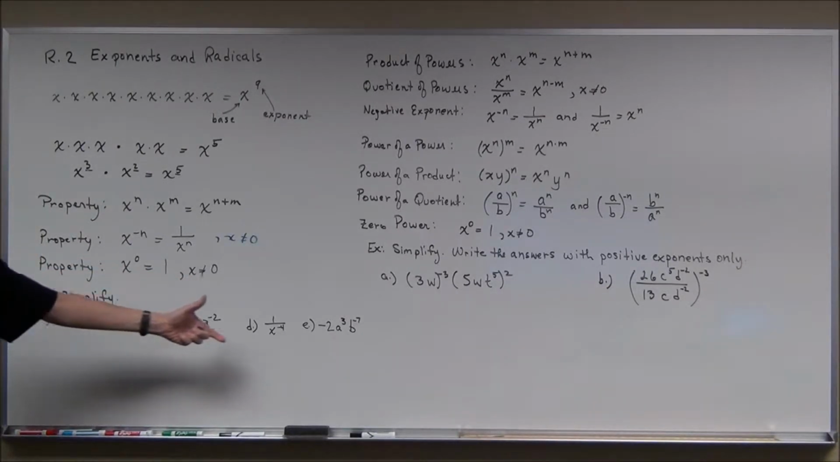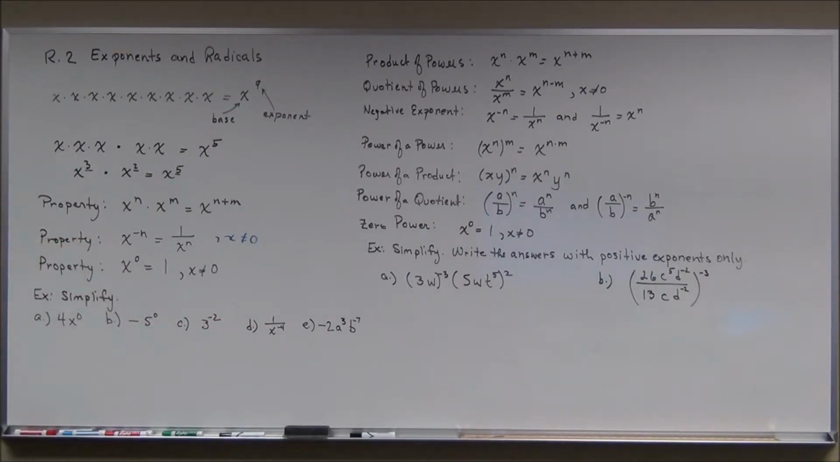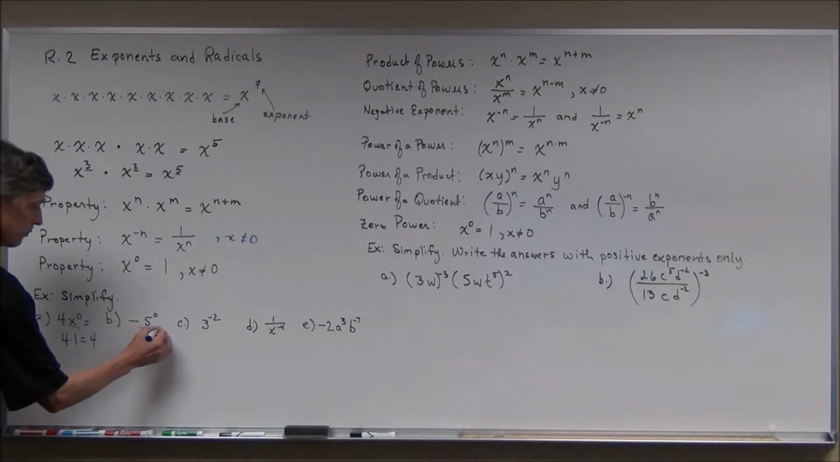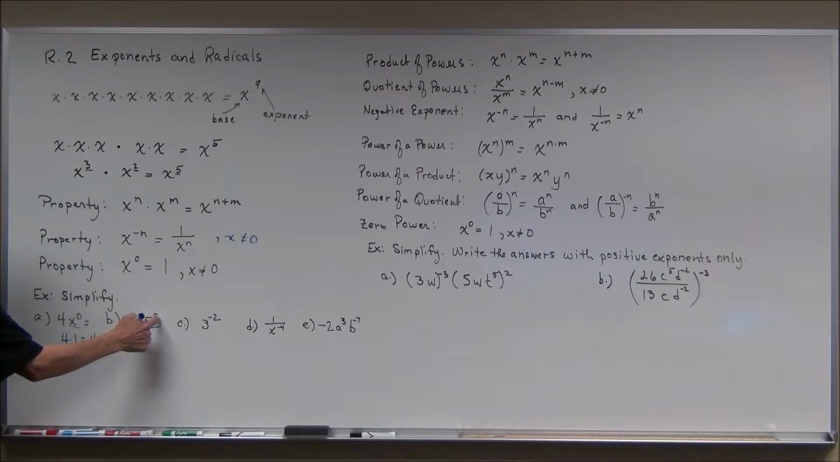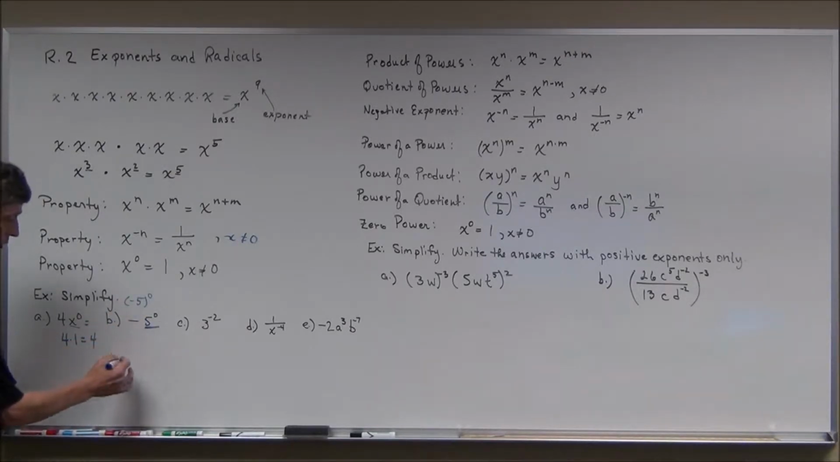So if I ask you to simplify, just looking at these 3 properties, this is x to the 0. This is 1. We're assuming that x is not equal to 0. So this is 4 times 1, which is 4. Over here, 5 to the 0 is 1. This is not negative 5 to the 0. That would be this. This is the opposite of 5 to the 0, so this is the opposite of 1, or negative 1.